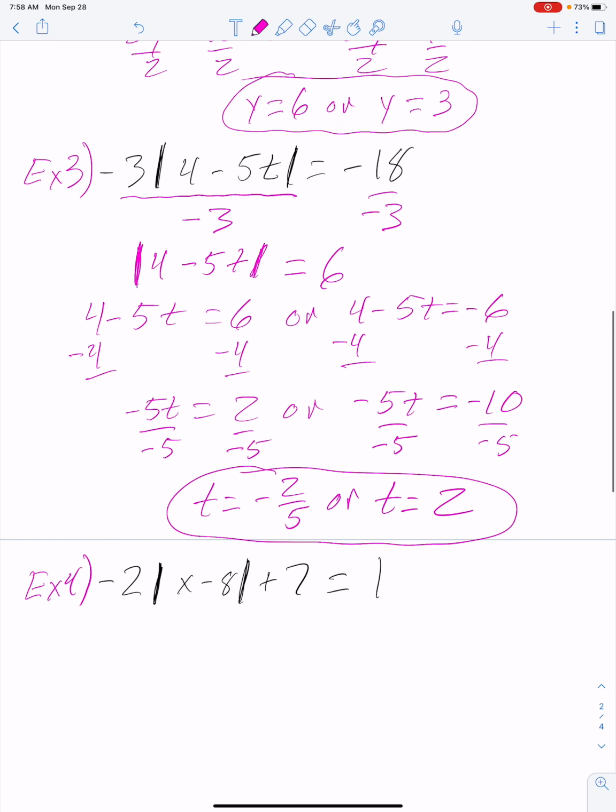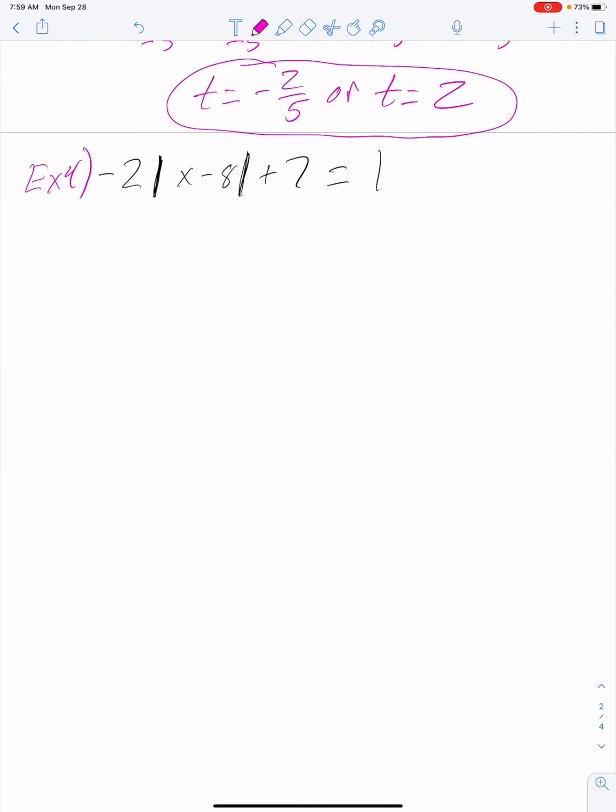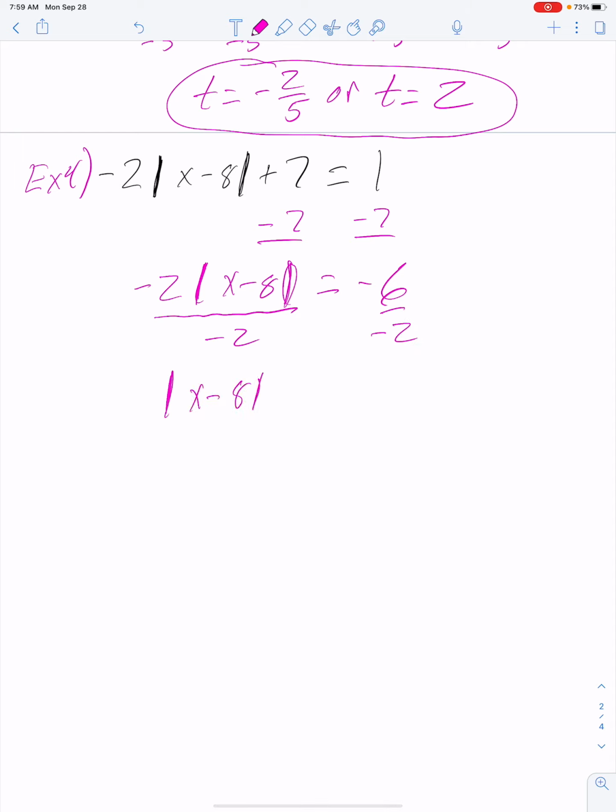Finally, we could end up with both scenarios from example 2 and example 3 in our equation, where we see that our absolute value has something being multiplied by it and something being added to it. So, as if I was solving for the absolute value as a variable, first thing I'm going to do is subtract 7. Once I've subtracted that 7, I get negative 2 times my absolute value of x minus 8 equals negative 6. And again, I'm going to continue to isolate my absolute value. So I'm going to divide by negative 2, leaving me with absolute value of x minus 8 equals 3.